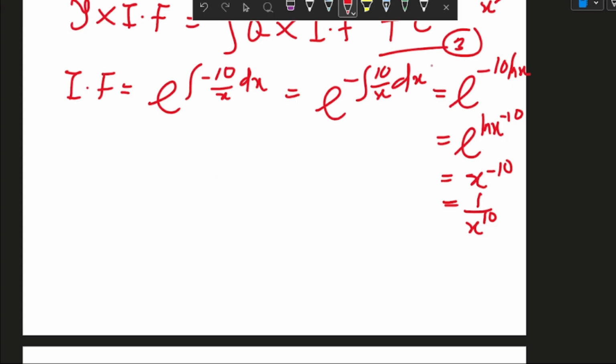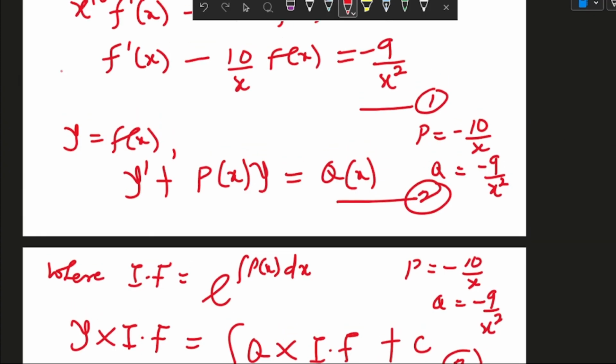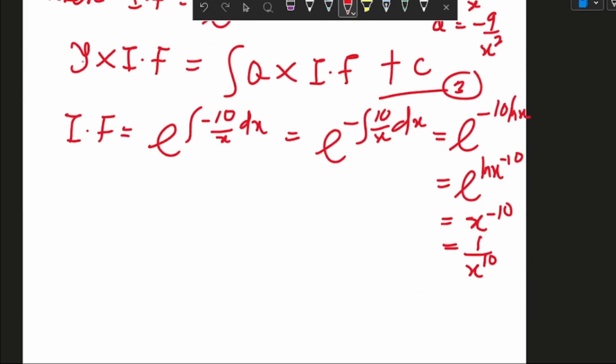The next thing I will do is to use equation 3 to evaluate that particular ordinary differential equation we had. So I'm going to go up, so we'll see it again, this particular one from equation 1. So the solution is going to be y times the integrating factor equals the integral of q times the integrating factor plus c. And when I do that, I'm going to have y times 1 over x to the power of 10 equals the integral, what's q again? Minus 9 over x squared times the integrating factor.